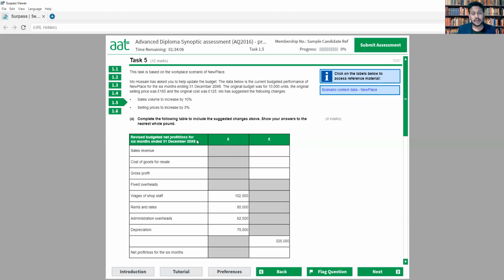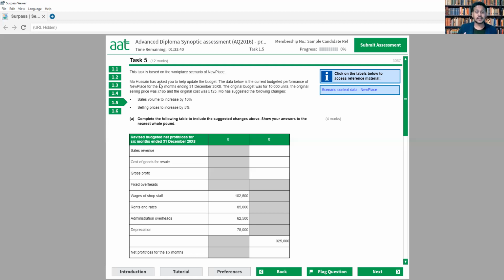Every single time you open a question, the first thing you do is read the requirement. Complete the following table to include suggested changes above. Show your answers to the nearest whole pound. So we're not going to write any pence. Remember, if the question says nearest whole pound, we round up, not round down.